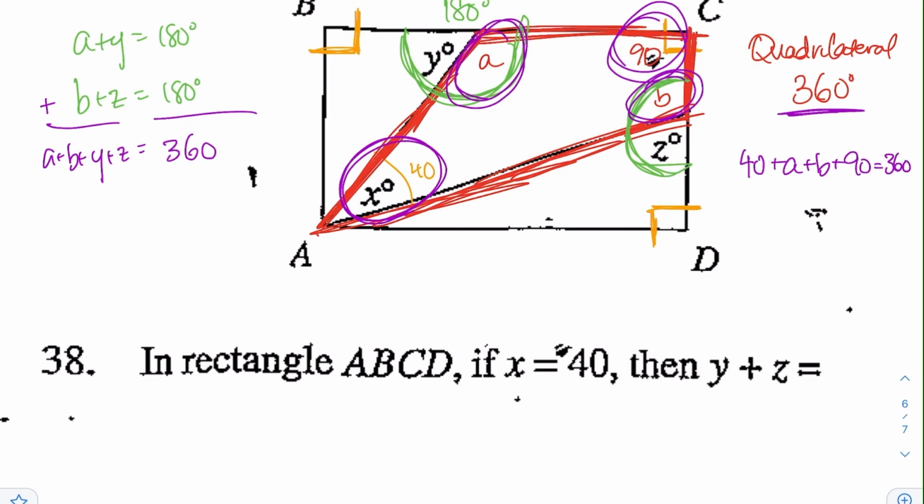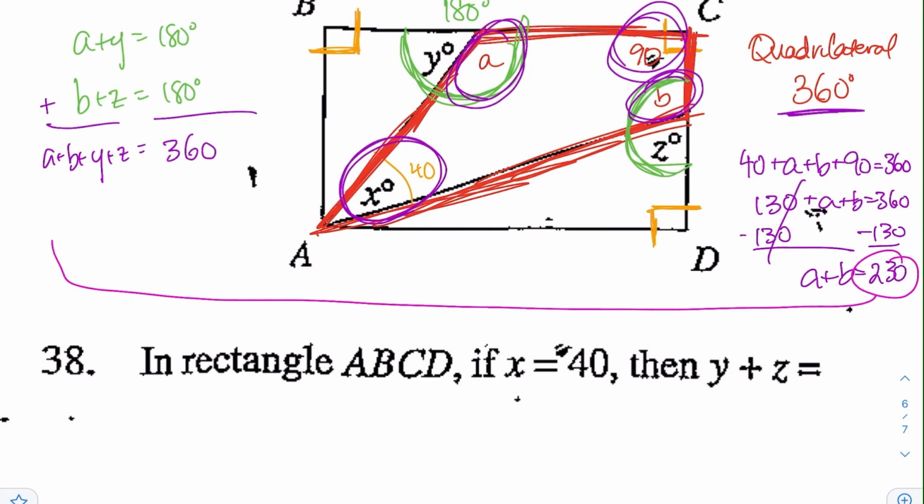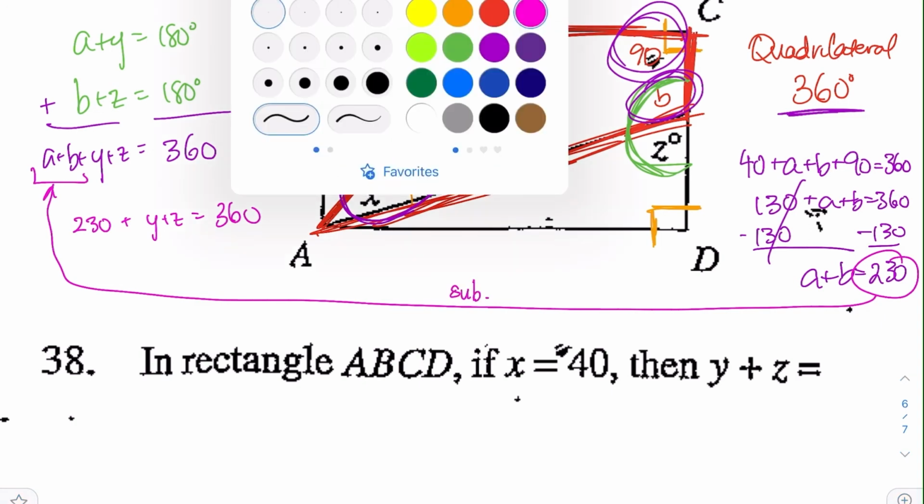So from here, 40 and 90 is 130. So 130 plus A plus B is equal to 360. If you subtract 130 from both sides, you get that A plus B has to be 230 degrees. Now from here, you can take this 230 and replace A plus B with it. So instead of A plus B, you have 230 plus Y plus Z is equal to 360. After you do this key substitution step.